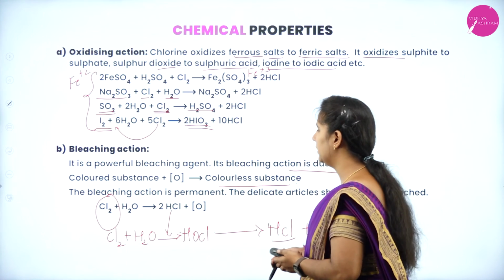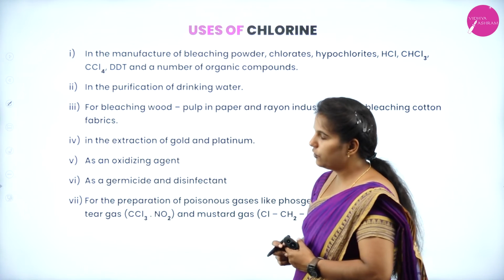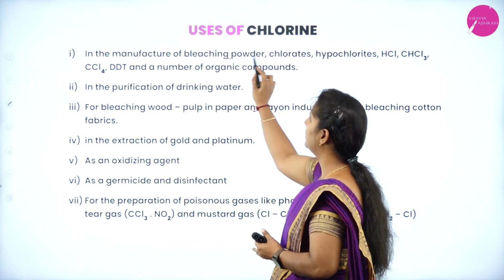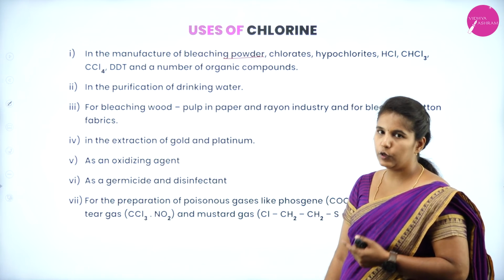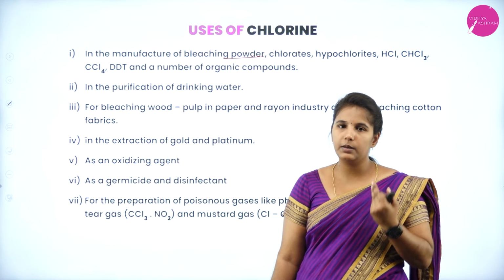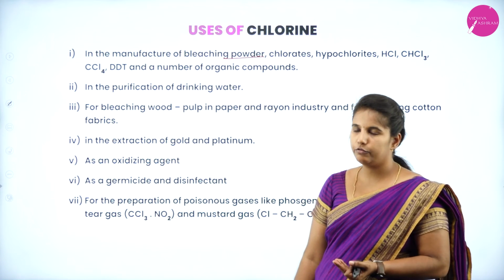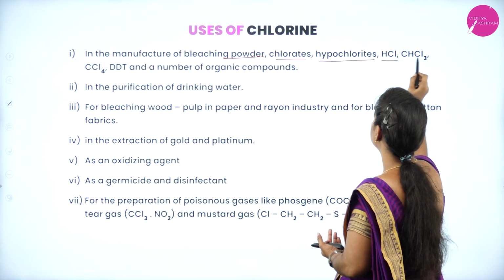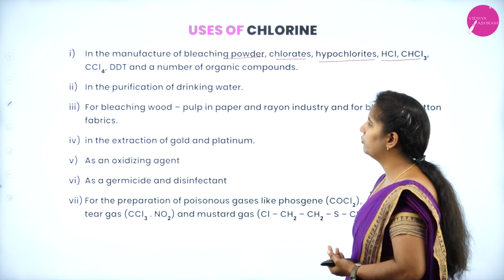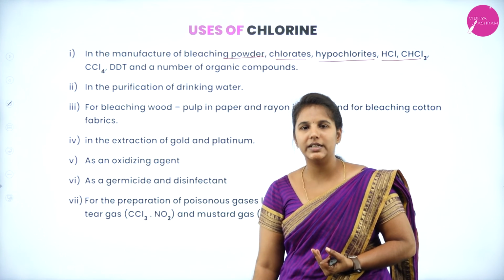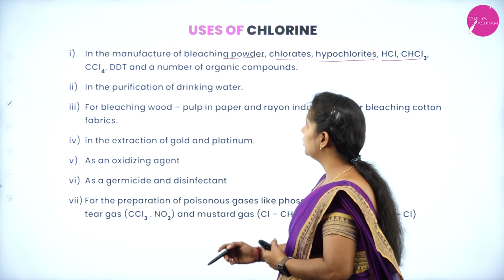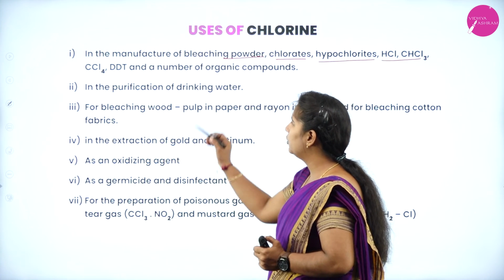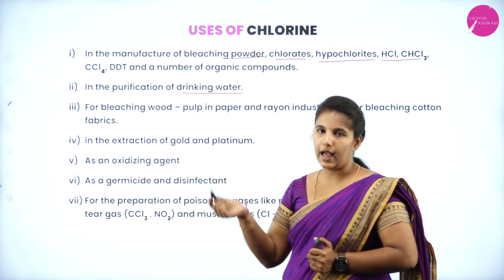Coming to the uses of chlorine, we know that chlorine is used in the manufacturing of bleaching powder. They take slaked lime and pass chlorine gas, thereby forming bleaching powder. And in chlorides, hypochlorides, especially HCl, and chloroform, carbon tetrachloride, as well as DDT, we use chlorine as one of the major compounds for the preparation. And in the purification of drinking water, they add chlorine.